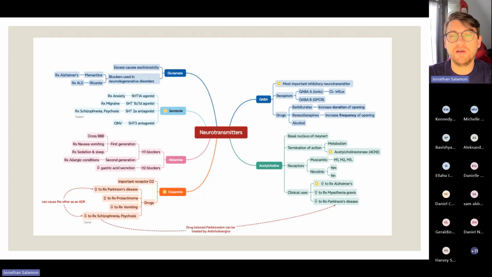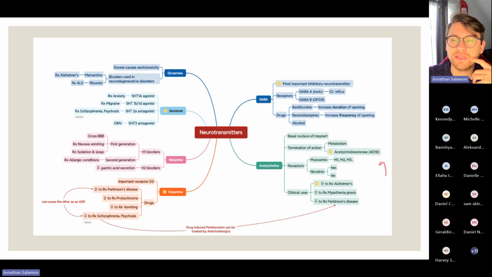This is your benzos and your barbs. Definitely know that the difference between benzos and barbs is that barbs increase the duration of opening and benzos increase the frequency of opening. This is responsible for the ceiling effect: if I give you more and more barbs, eventually I'll stop you from breathing and you'll die, whereas if I give you more and more benzos, that's really not going to happen, right?